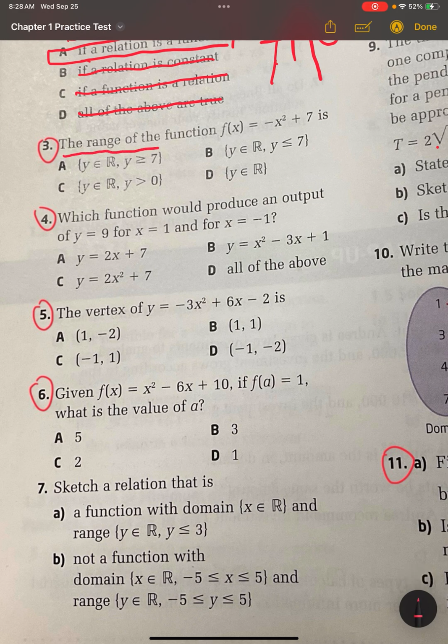The range of the function f at x equals minus x squared plus 7. So what does minus x squared plus 7 look like? Is it one of A, B, C, or D? Well, let's examine this for a second. We know it's upside down, and we know that it is pushed up 7. So actually, it goes up to positive 7. So let's see, the range of the function, y, element of r, that's right. Y is greater than 7. No, that's not true. Y is less than or equal to 7. That's true.